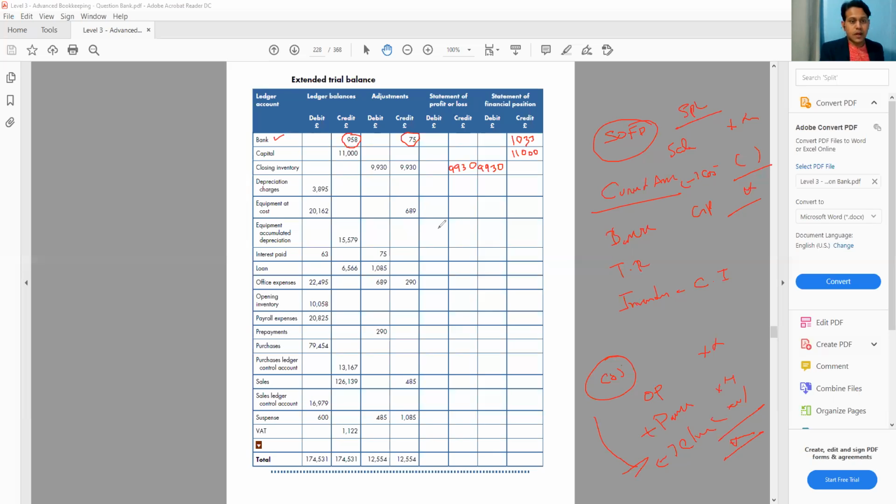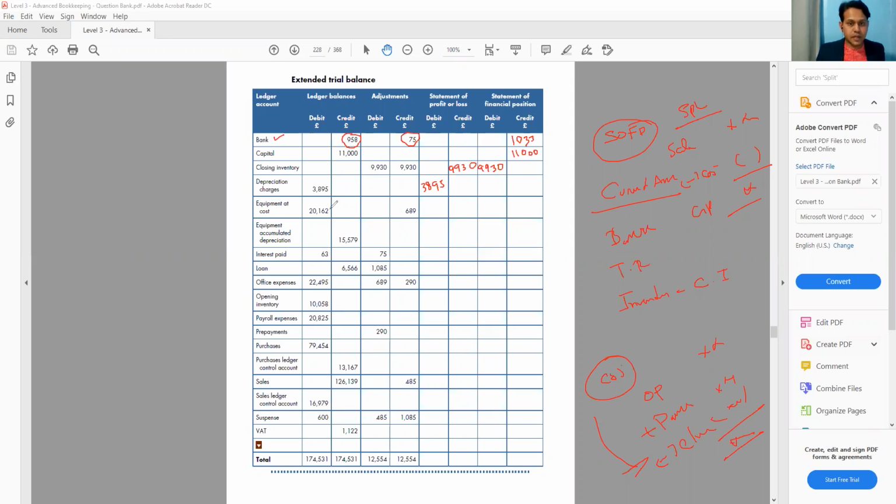So we have two things. One is depreciation, one is accumulated depreciation. Depreciation is for only one year, so that is relevant to the profit and loss account. On the other hand, the accumulated depreciation basically goes to the statement of financial position because it reduces the value of the non-current asset. So the depreciation, 3895, will be a debit on the profit and loss account, 3895.